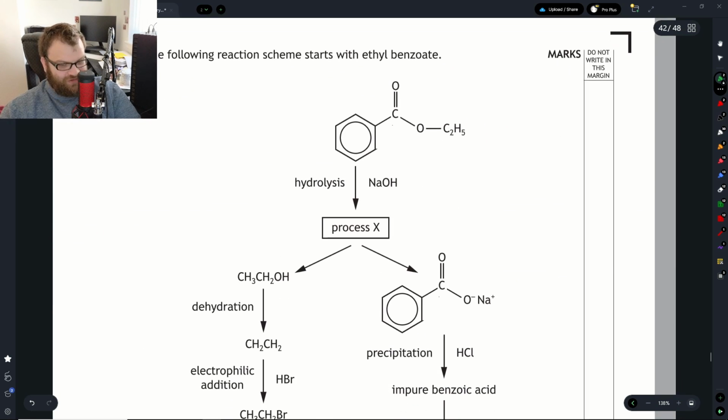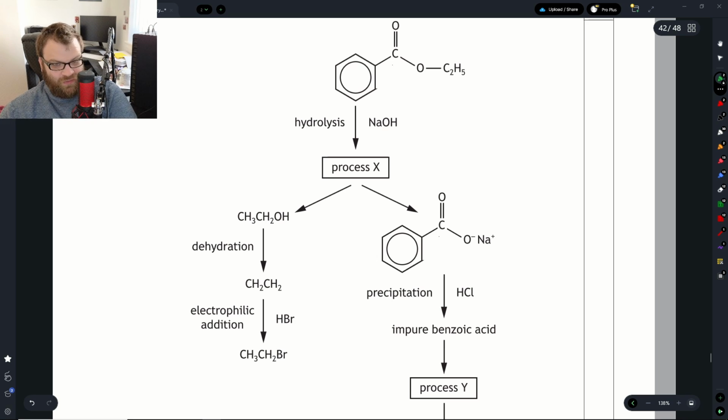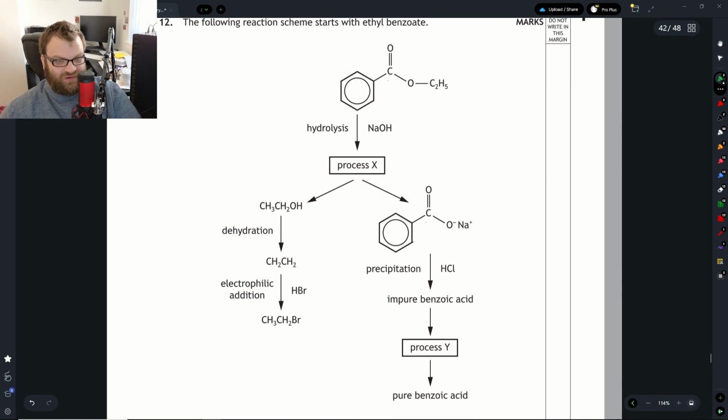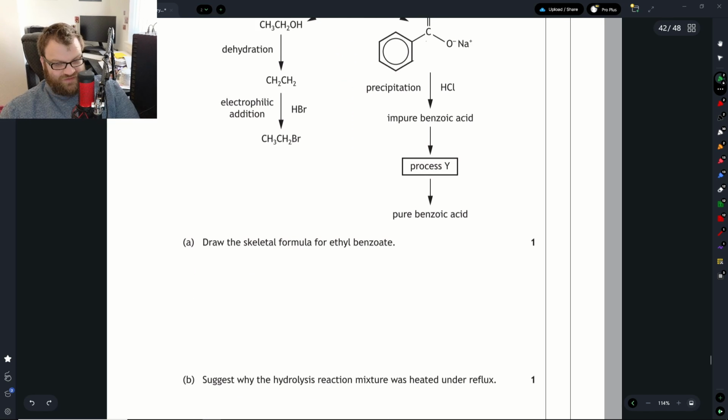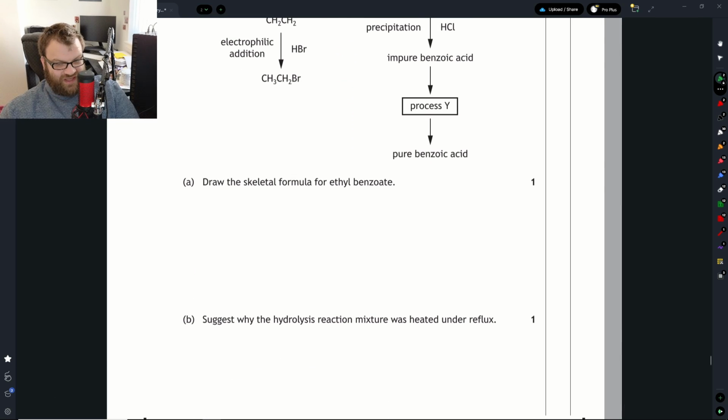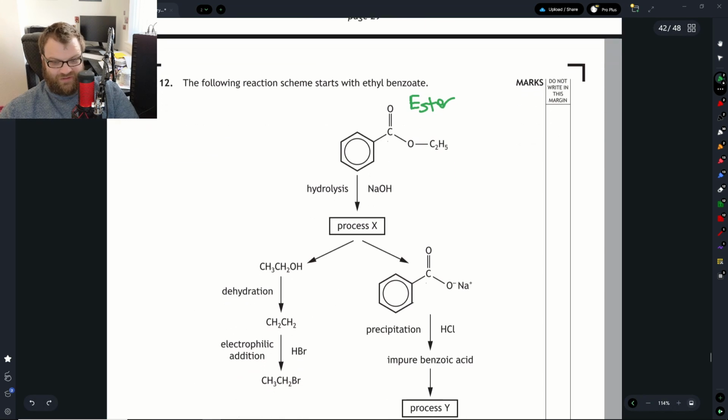Last question, or last parts of the last question, we have a big old diagram talking about different reaction schemes dealing with ethyl benzoate. So ethyl benzoate is an ester. We have our ester link here. We're hydrolyzing an ester link. Okay, what are we asked for this one? First one, skeletal structure for ethyl benzoate.